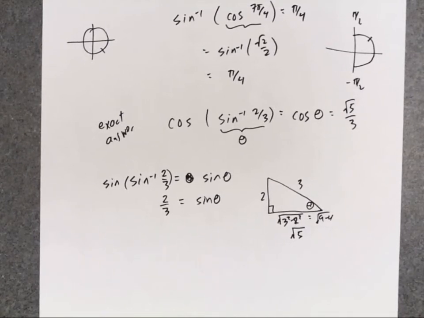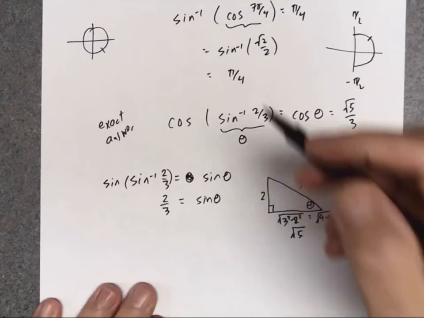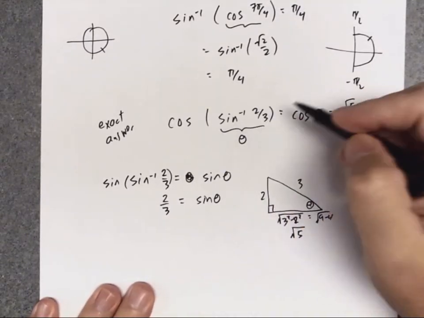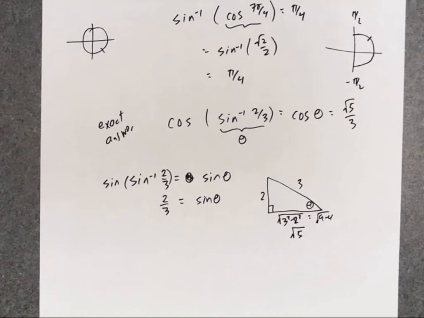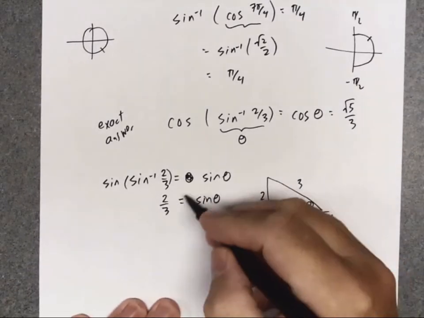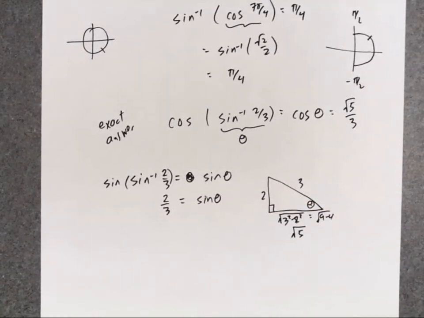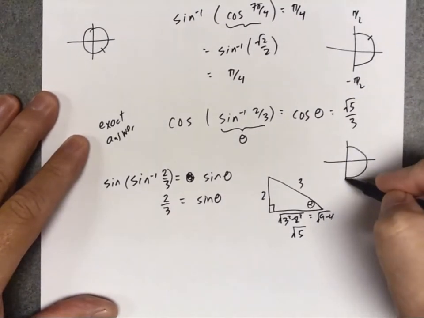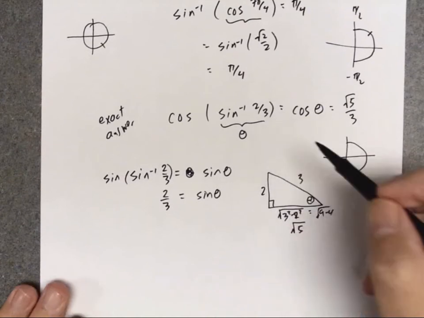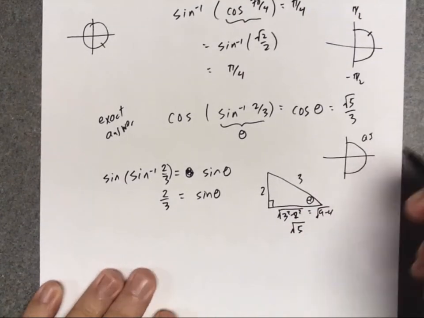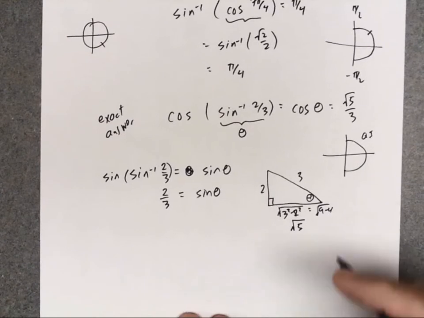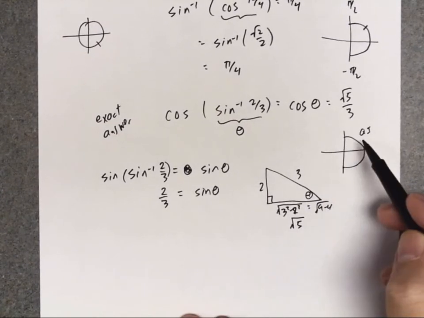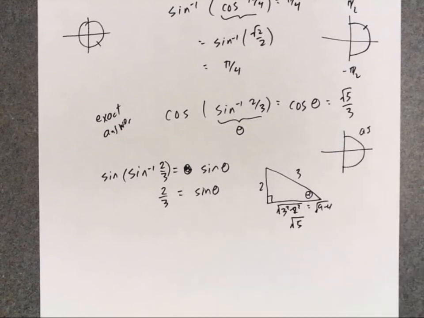Oh, one thing I forgot to mention though. You have to be careful when you first start here. You have to figure out which quadrant you're in. Where is the sine? First of all, it's an inverse trig function, so I know it's got to be here someplace. And where is the sine positive? In quadrant 1. That becomes important now, because when I go get the cosine, since I'm in quadrant 1, the cosine is positive.